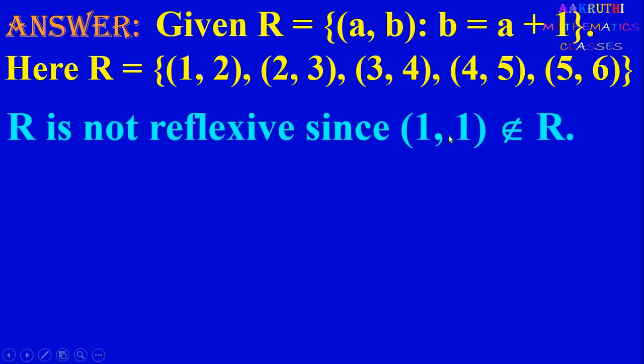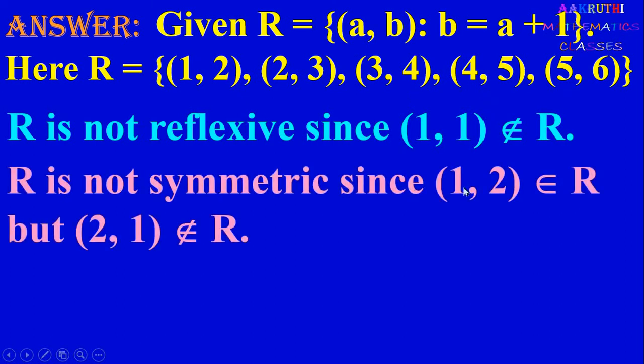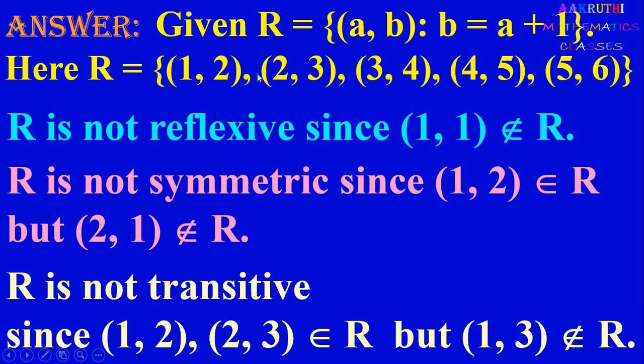Now R is not reflexive since (1, 1) does not belong to R. Now here (1, 1) is not there in the relation, therefore it is not reflexive. And here it is not symmetric since (1, 2) belongs to R but (2, 1) does not belong to R. So therefore it is not symmetric. Now we check transitive. Here we have (1, 2) and (2, 3) belonging to R but (1, 3) does not belong to R, so this relation is not transitive. So therefore this relation is not reflexive, it is not symmetric and not transitive.